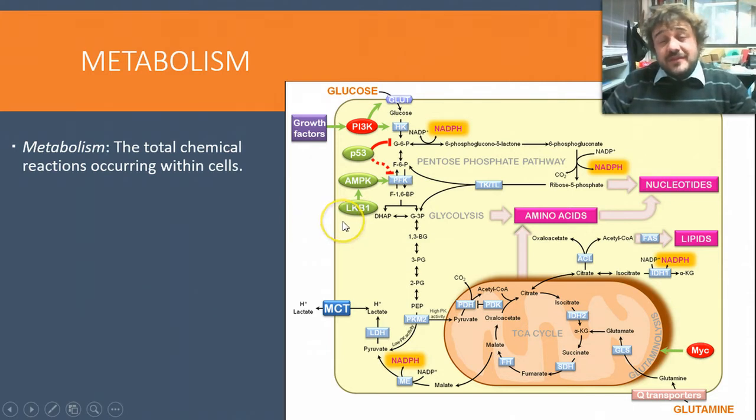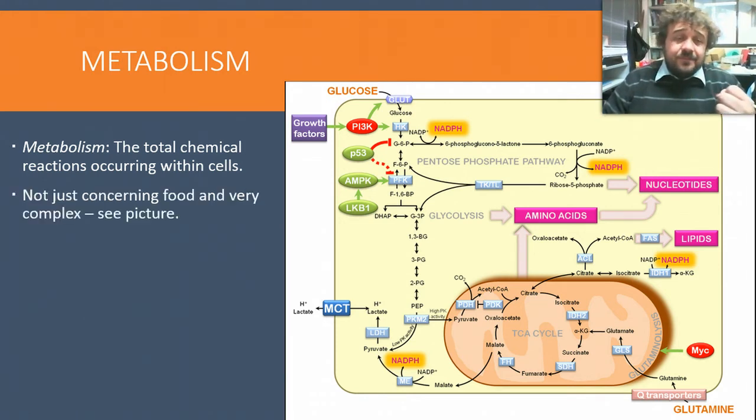So the metabolism is the total chemical reactions within a cell. So all of the chemical reactions that go in, that's what we're talking about. So when someone says they have a fast metabolism or slow metabolism, one, chances are they probably don't know what they're talking about. Two, they're actually talking about how fast the chemical reactions are happening in their body. Now, this isn't just concerning food, it's very, very complex.